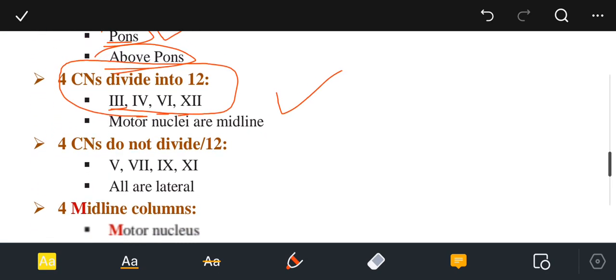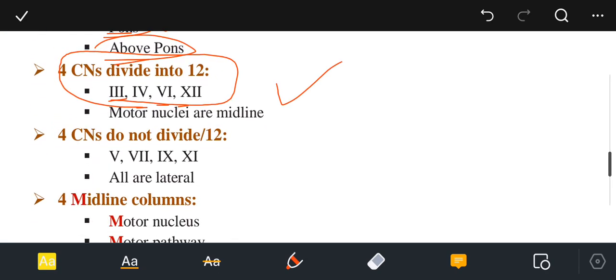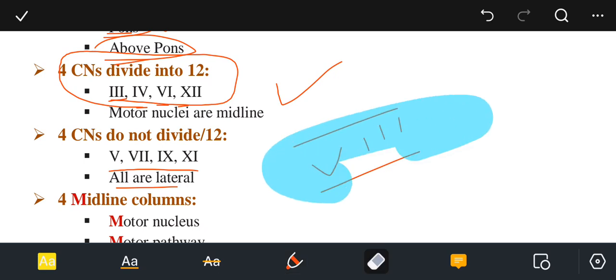The 4 cranial nerves that do not divide 12 have laterally located motor nuclei: nerves 5, 7, 9, and 11. You can see that there is no cranial nerve 8. Why? Because that is a sensory nerve. It does not have a motor nucleus.